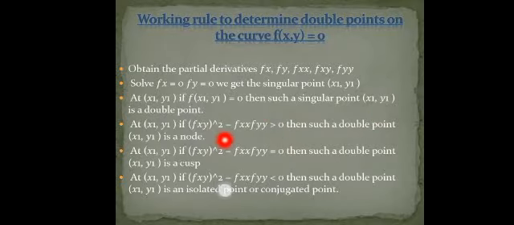If fxy square minus fxx fyy is greater than 0, then it is a node. If fxy square minus fxx fyy is equal to 0, then the double point is a cusp. If fxy square minus fxx fyy is smaller than 0, then such a double point (x1, y1) is an isolated point or conjugate point. Here fx, fy, fxx, fxy, fyy are partial derivatives, where fxx is the double derivative with respect to x and fyy is the double derivative with respect to y.